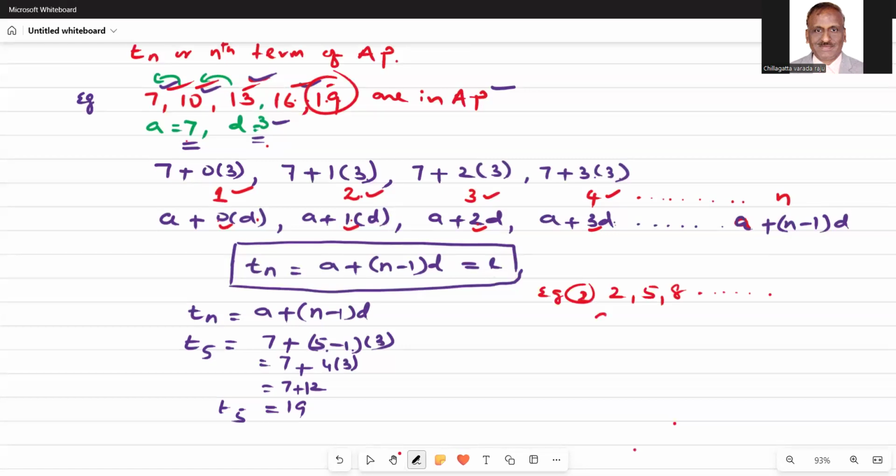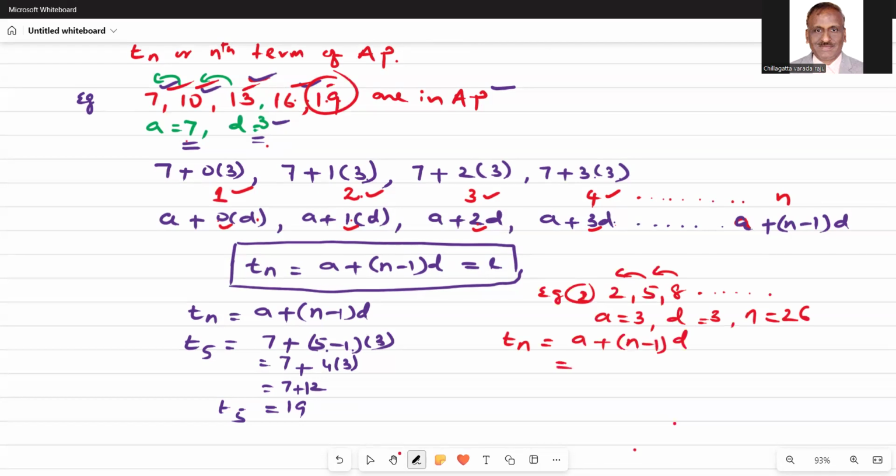And here, what is A? A is equal to 3. And common difference D is equal to what? 5 minus 2, 3. 8 minus 5, 3. So D is equal to 3. And we want the 26th term. N is equal to what? 26. So that means Tn is equal to what? A plus (n minus 1) into common difference.